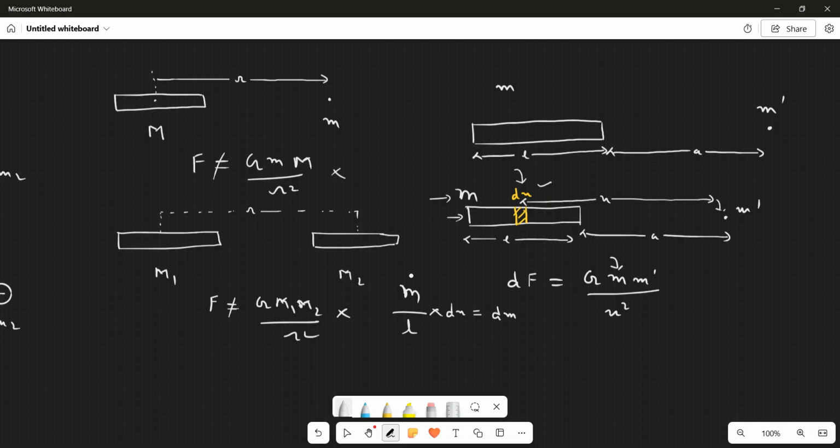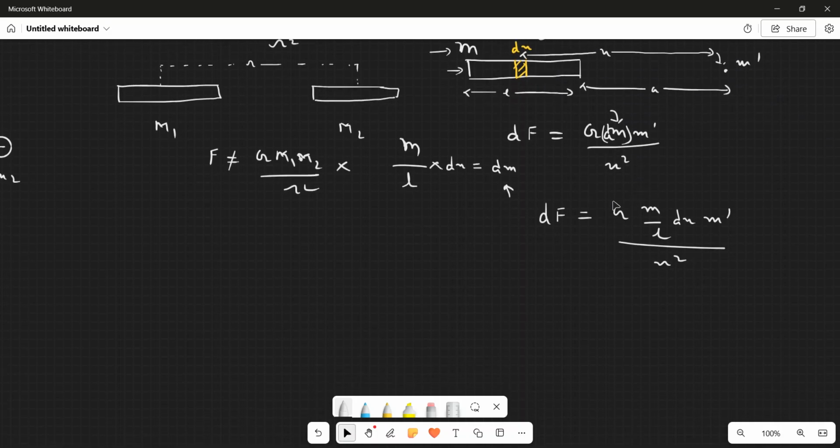This is called mass per unit length. If we get the mass per unit length of any body and multiply it with the small element that we have taken in that body, it results in dm, the mass of this small element. So we replace m with dm. Now dF becomes G multiplied by m by L dx m dash upon x square, right?